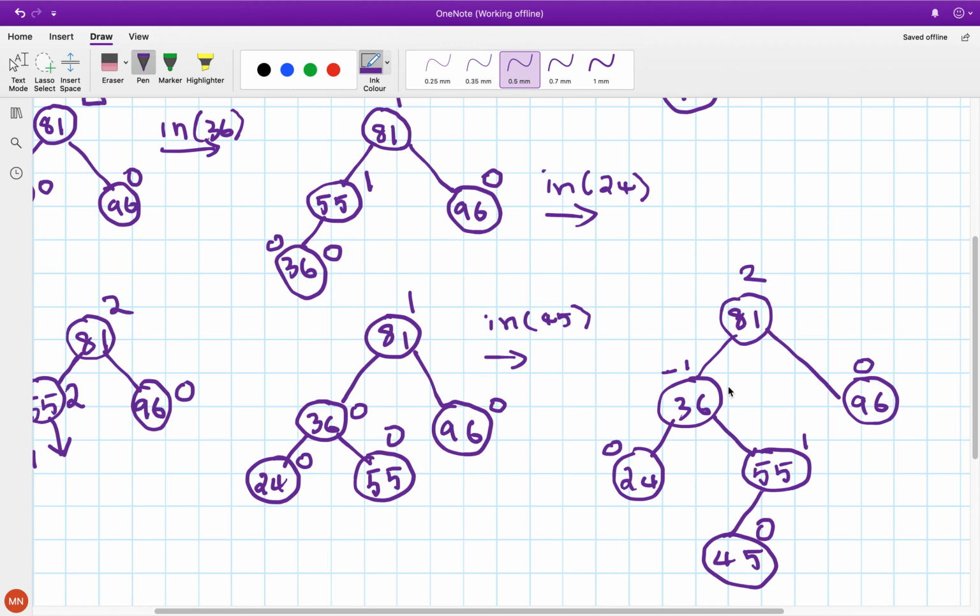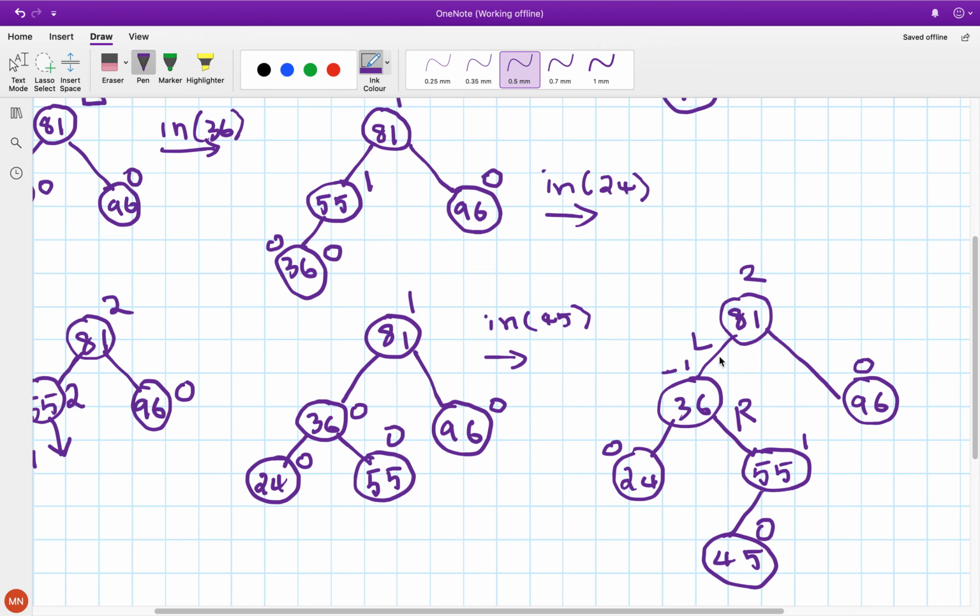Now if you look at this node, you can see that the node 81 is violating the AVL condition. So in order to reach the node 45, we had to make a left movement, and then to reach 45 we have to perform another right movement. So this is essentially an LR condition.